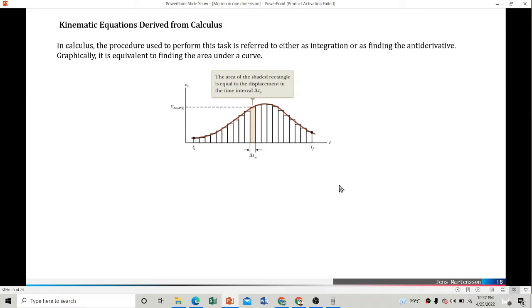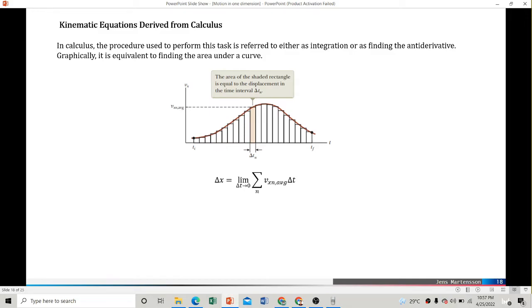Why do we break it into pieces, in terms of rectangles? We cannot analyze the changes of displacement, or the small changes of velocity, unless we take it piece by piece. And we cannot sum everything up unless we use these strips, whose common shape is a rectangle. Then the shaded area here is the displacement in the time interval delta tn.